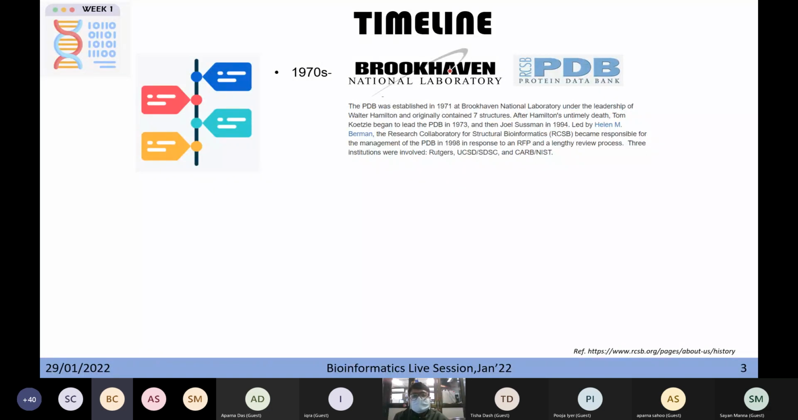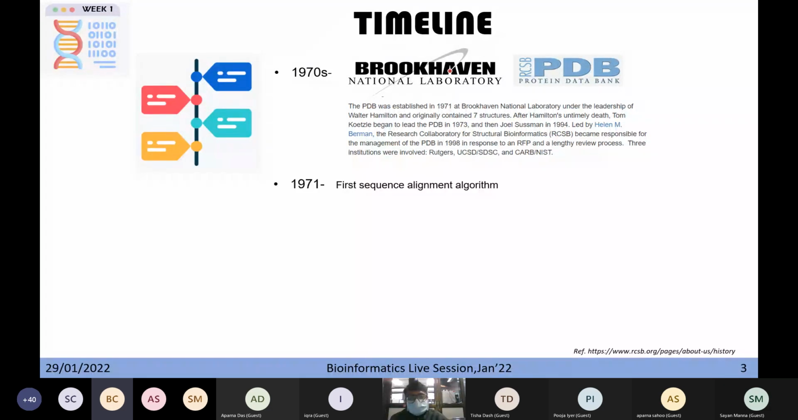the Protein Data Bank, established in 1971. It inspired the need for a database containing protein structures as well. It originally contained only seven structures, and today it contains more than 30,000 structures. The PDB is widely used for drug repurposing approaches, for identifying targets, and for knowing protein structures in every field. This was from the 1970s.